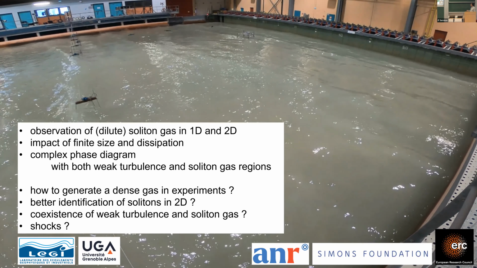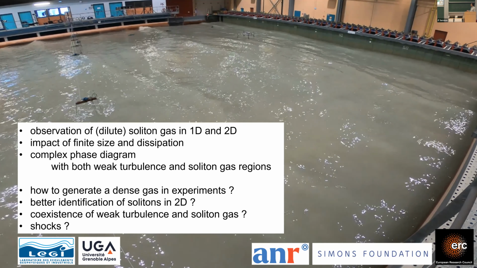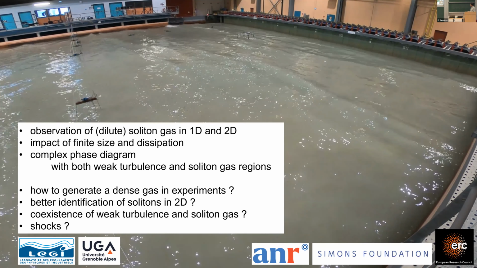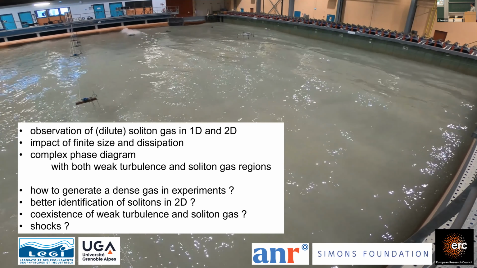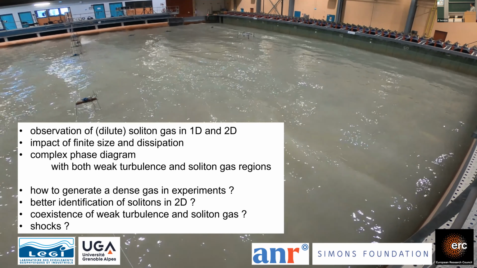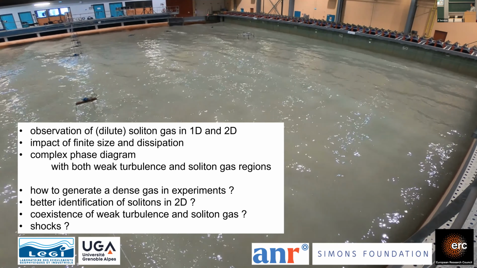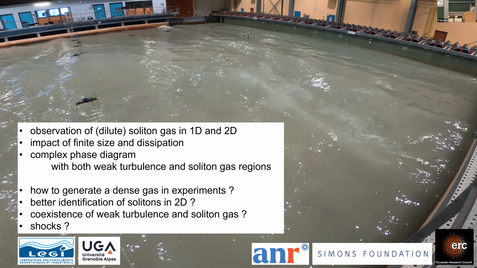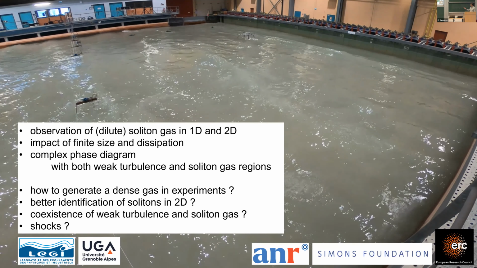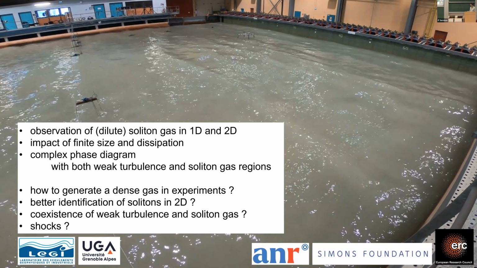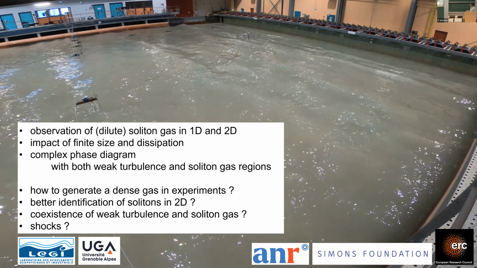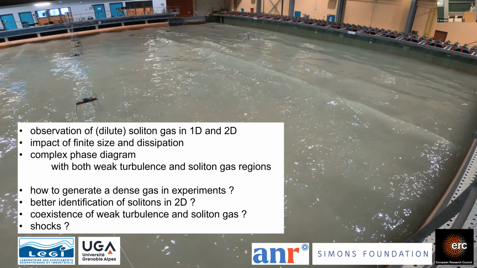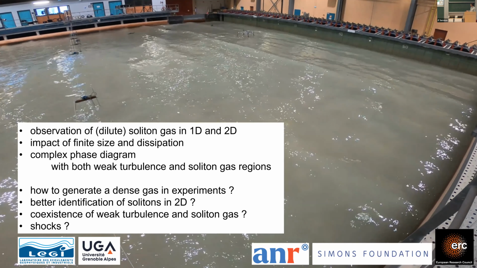Of course, we would love to generate a denser gas, and Stefan talked just before about how we could try to do that. We would love also to have a better identification of solitons in 2D, but from what I've learned about the KP equation, there is an IST, but it's somewhat more complex than in 1D. My knowledge of it is more than limited. It's almost non-existent.